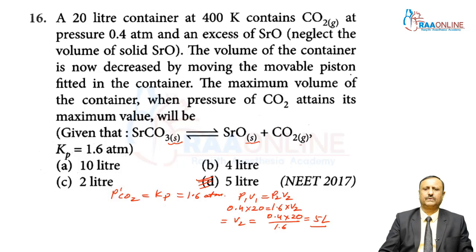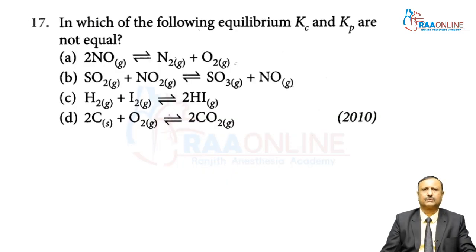P1 V1 is equal to P2 V2. P1 is given as 0.4, and this V1 is given as 20 liter. V2 is calculated, and 1.6 is the partial pressure of CO2, because in this equation, the partial pressure is developed only by the CO2. These are solids. So my dear friends, you can solve this question. Now we can go to question number 17.